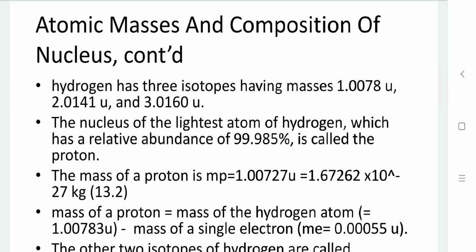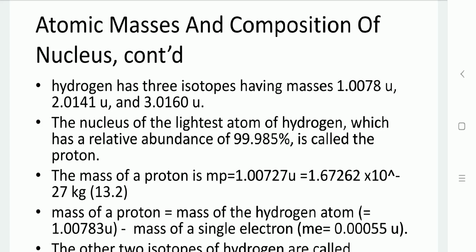Likewise, hydrogen has three isotopes having different masses: 1.0078 atomic unit, 2.0141 atomic unit and 3.0160 atomic unit. The nucleus of the lightest atom, hydrogen, having a relative abundance of 99.985%, is a proton. If we want to calculate the mass of a proton, by the spectrometer we get 1.00727 atomic unit, and if we convert into kilogram, that would be 1.67262 into 10 raised to minus 27 kilogram.